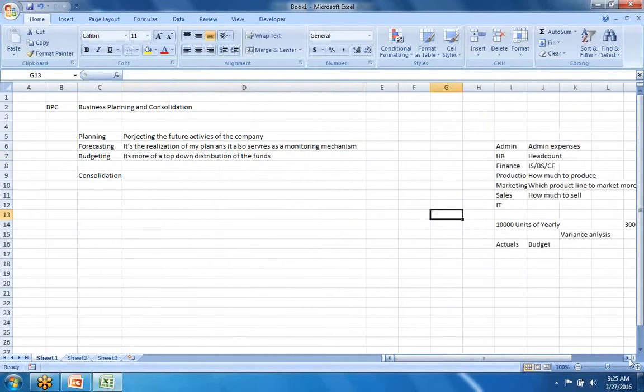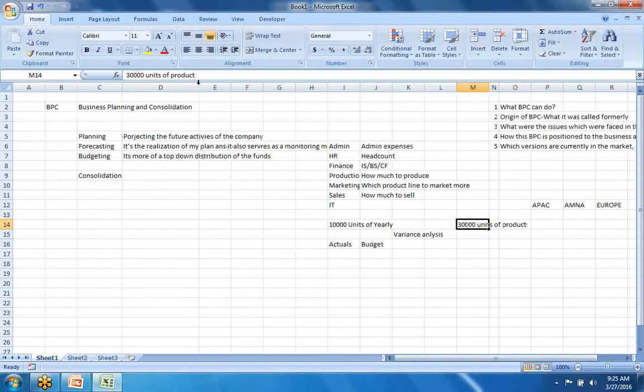It's nothing but, now I plan to sell my 30,000 units of product. So I'll decompose this 30,000 units on a monthly basis. I'll distribute it on a monthly basis: Jan, Feb, March, April, and all the months of the year. So forecasting is the realization of the plan, and it also serves as the monitoring mechanism. That means when I plan to manufacture and sell 30,000 units of product, and I distribute it every month, the monthly sales figure will come to around 2,500 pieces per month.